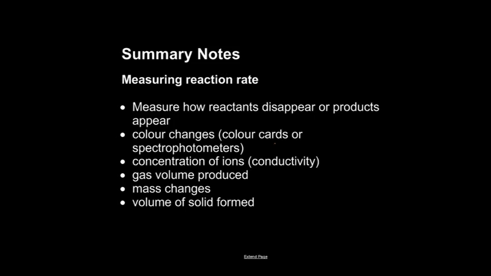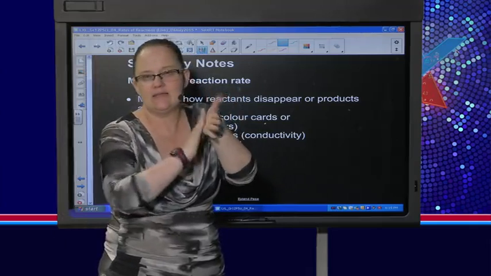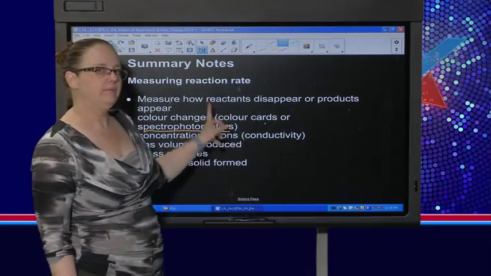We can look at color change. Now, we can do that by comparing it to color cards or using a spectrophotometer, I probably said that wrong. We don't have these at school level, just so you know. That's just a special little meter that measures the intensity of light and the color. Okay, so it measures the frequency. That's just for really fancy stuff.